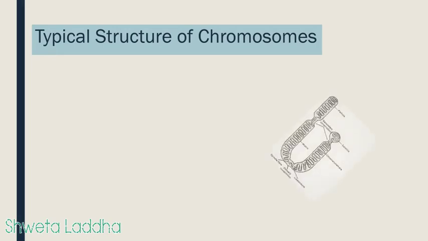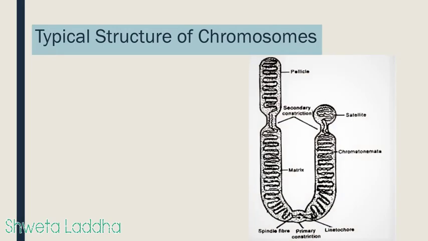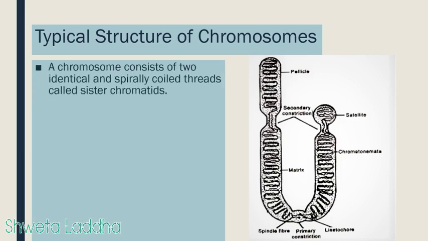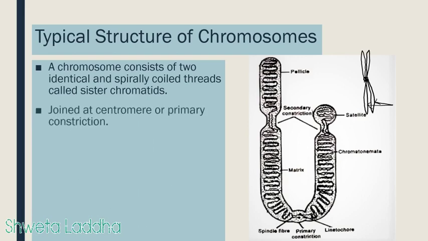Let us see the typical structure of the chromosome. You can observe this picture carefully. A chromosome basically consists of two identical spirally coiled thread-like structures called sister chromatids. If I draw it here, these are two thread-like structures which are very highly coiled, and they are joined. They are called sister chromatids. So these two are sister chromatids of each other, and they are joined at a primary constriction. This primary constriction is also called the centromere.